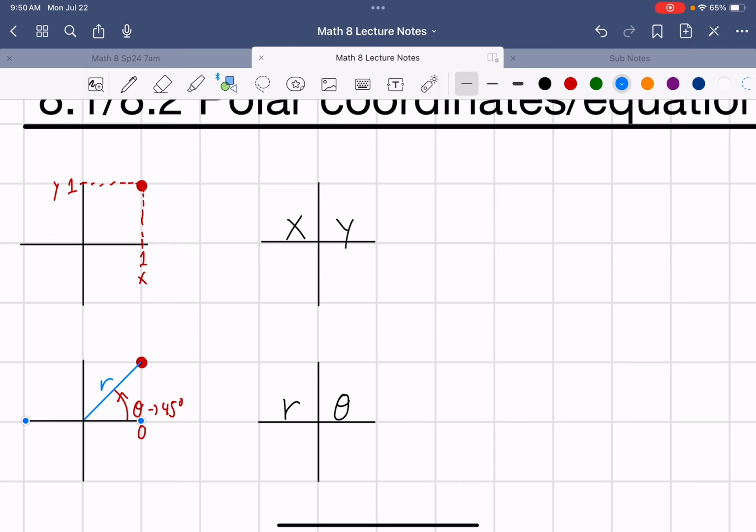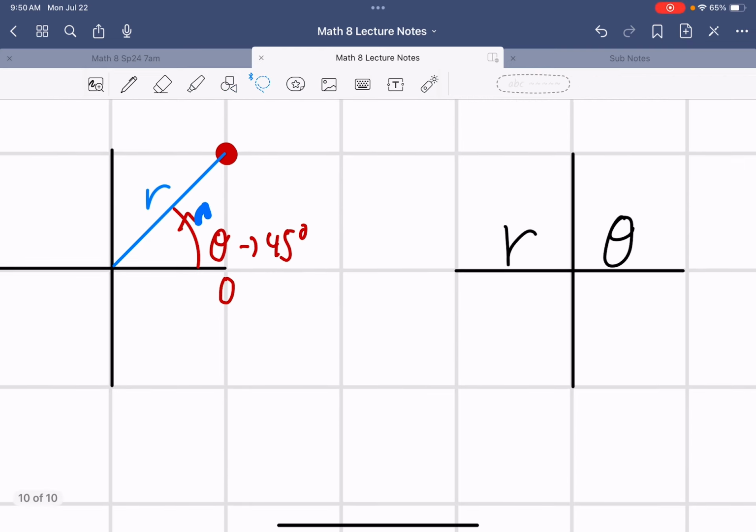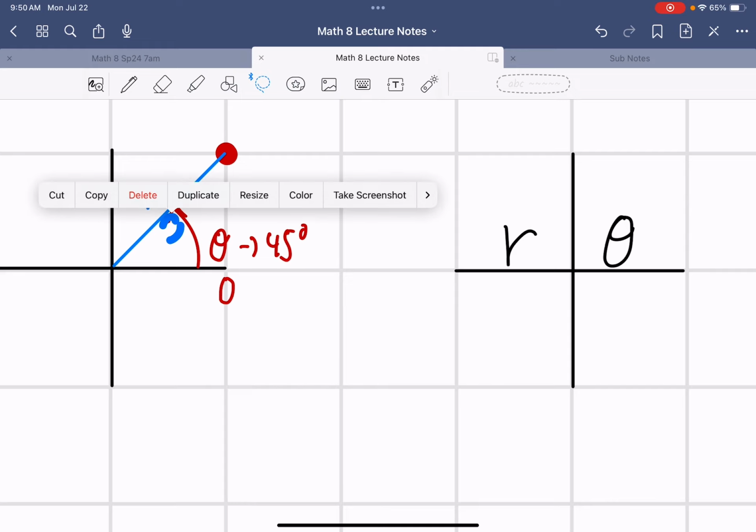So switch it, zoom in a little bit. Go here, resize this.